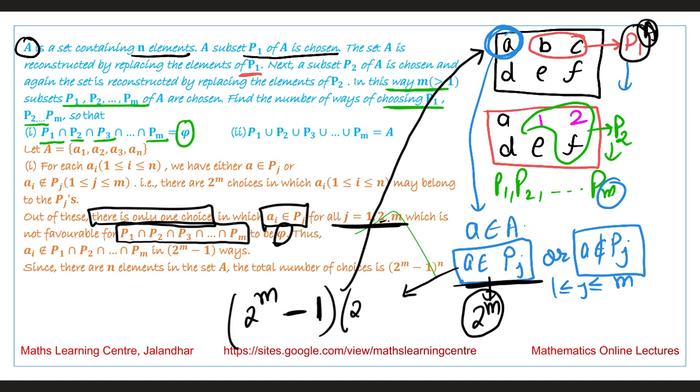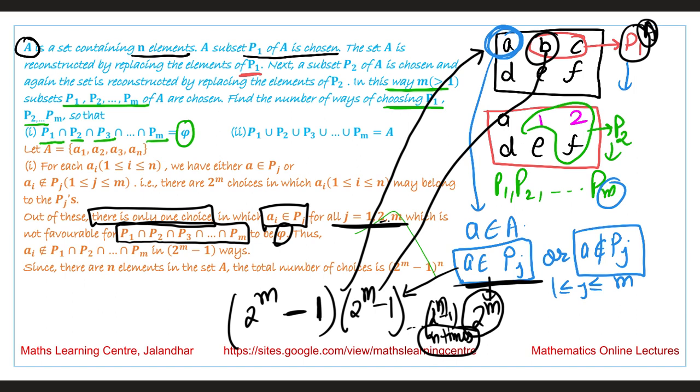Similarly, we have 2 raised to the power m minus 1 cases corresponding to this element B. Likewise, we have n elements, so it is n times. So the final answer we obtain in this case is 2 raised to the power m minus 1, whole raised to the power n. So these are the total number of choices we have in this case.